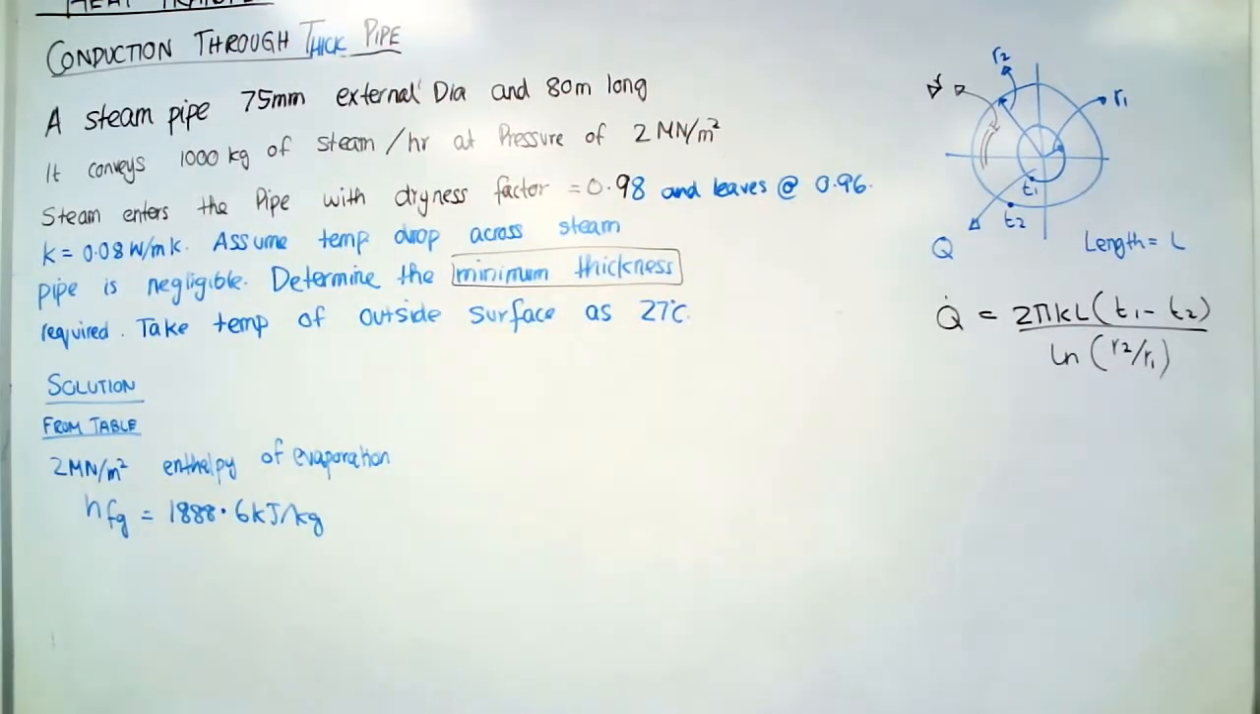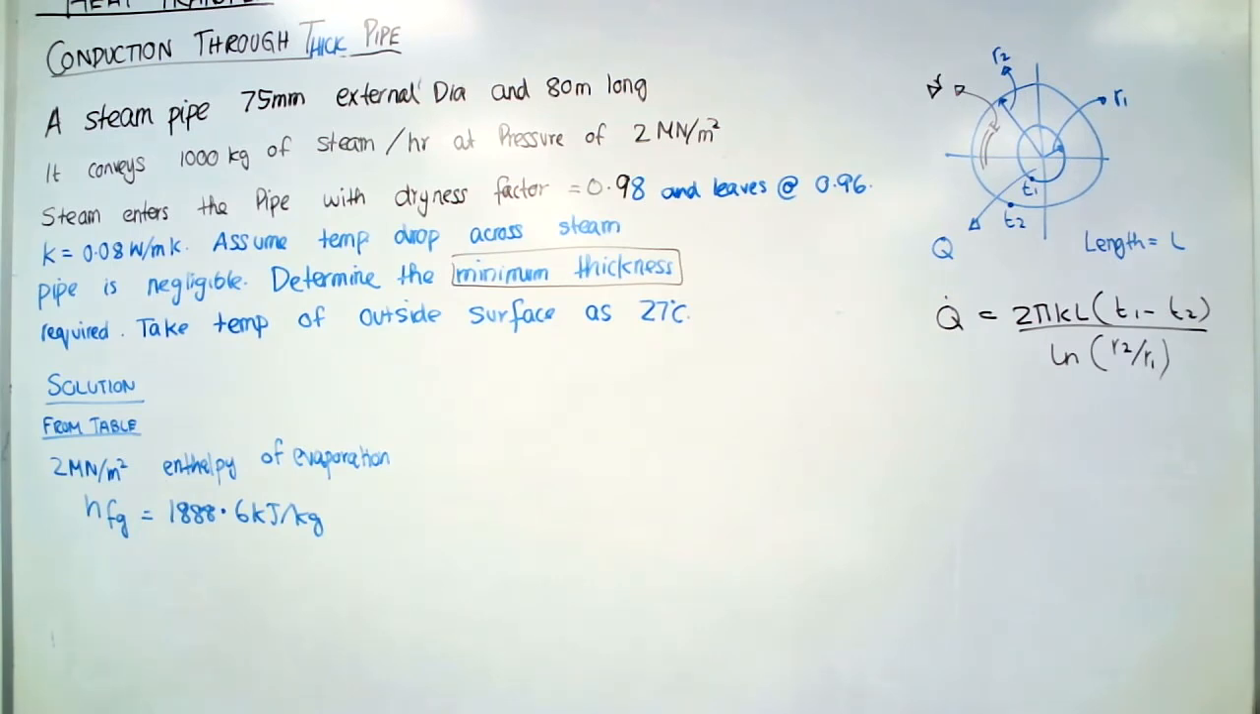Okay, let's say we got a question. A steam pipe of 75 millimeter internal diameter, external diameter given, 80 meters long. It conveys 1,000 kilograms of steam per hour at a pressure of 2 mega Newton per meter square. Steam enters the pipe with a dryness factor of 0.98 and it leaves with a dryness factor of 0.96. The K, the coefficient of conductivity, is given as 0.08. Assume the temperature drop across the steam pipe is none. Find the minimum thickness. Take the temperature of the outer surface as given.